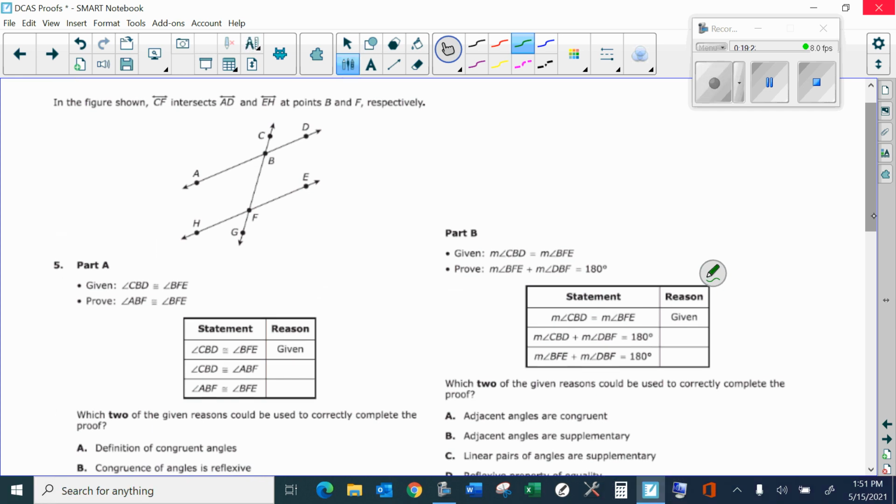Okay, so that's just given information we can see from the drawing. Given angle CBD is going to BFE. Well, those are corresponding angles. If those are congruent, then we know those lines are parallel right now. We're trying to prove that ABF is equal to BFE. Well, first off, we know that this is going to be equal to this by the vertical angle theorem, and then it's going to be equal to this with transfer property or substitution.